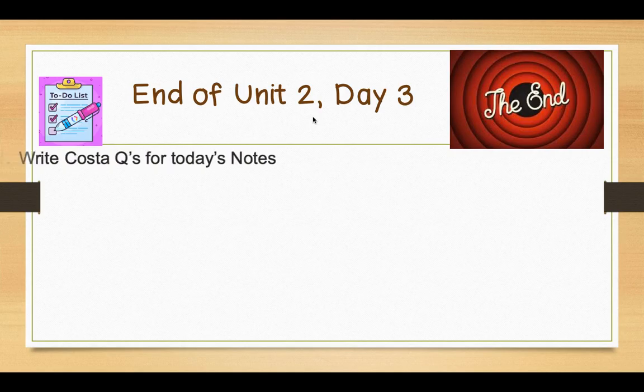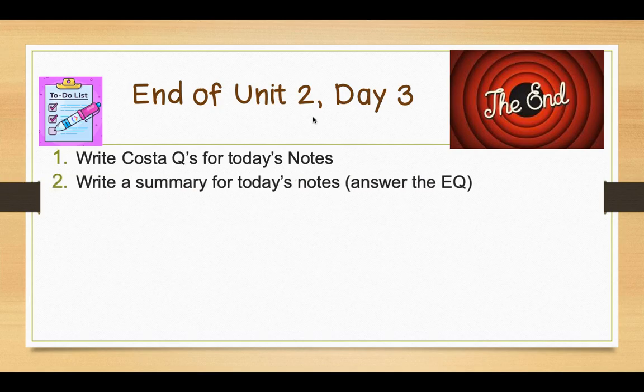So here's your to-do list. Notice that obviously I didn't have you do any Costa questions during our notes because it was so short. So go back and do your Costa questions. Go back and do your summary for today. Think about, can you summarize what you just learned? Because that is a huge deal. Oh, and your answer shouldn't just be parallax. So the answer to the question, how do we determine the distance to objects in space? Not a one-word answer. Don't just say parallax.